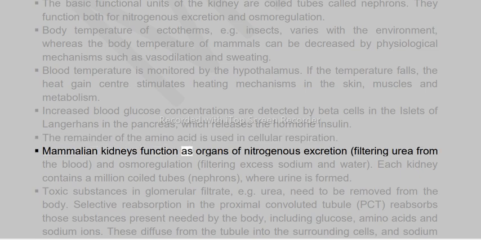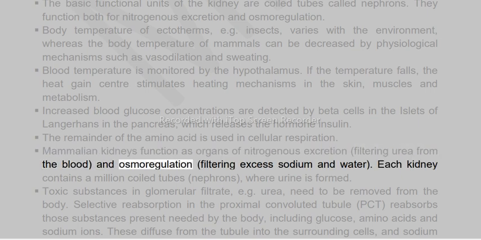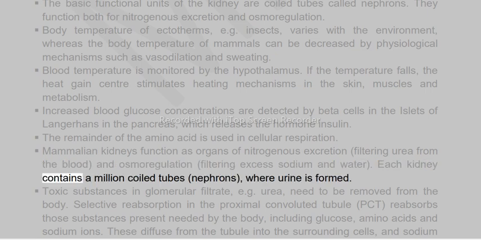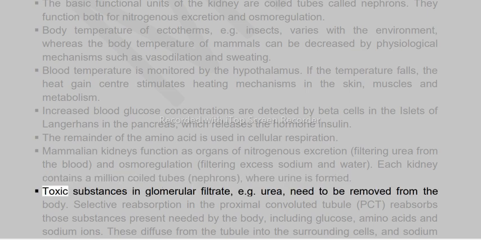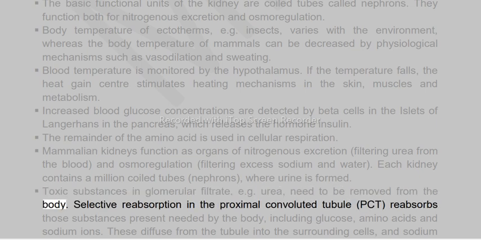Mammalian kidneys function as organs of nitrogenous excretion, filtering urea from the blood, and osmoregulation, filtering excess sodium and water. Each kidney contains 1 million coiled tubes, nephrons, where urine is formed. Toxic substances in glomerular filtrate, e.g. urea, need to be removed from the body.